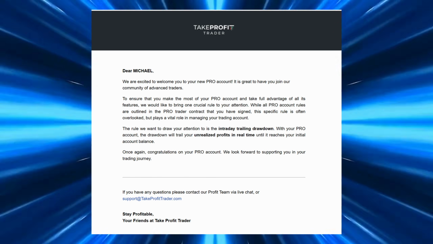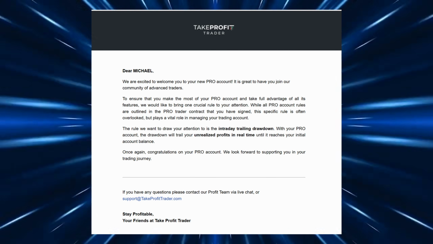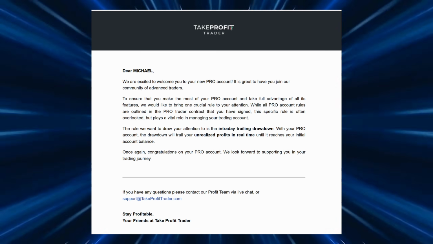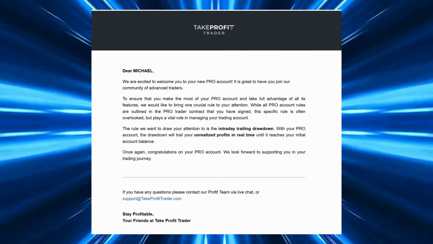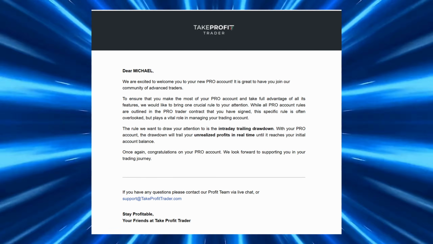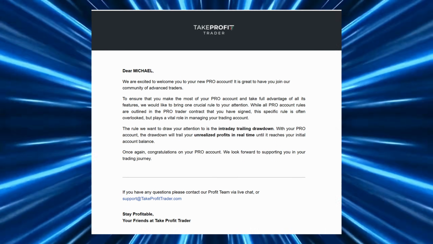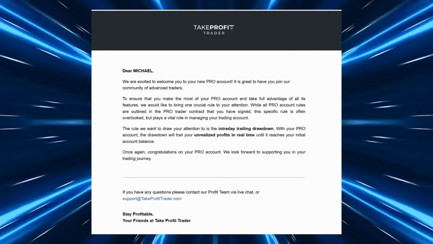we would like to bring one crucial rule to your attention. While all pro account rules are outlined in the pro trader contract that you have signed, this specific rule is often overlooked but plays a vital role in managing your trading account. And I like what they do, all right? A lot of prop firms, this is where we're going to do the bait switch. They're going to say, we had this in the contract. You should have read it. Shame on you. You failed. You blew up the account.